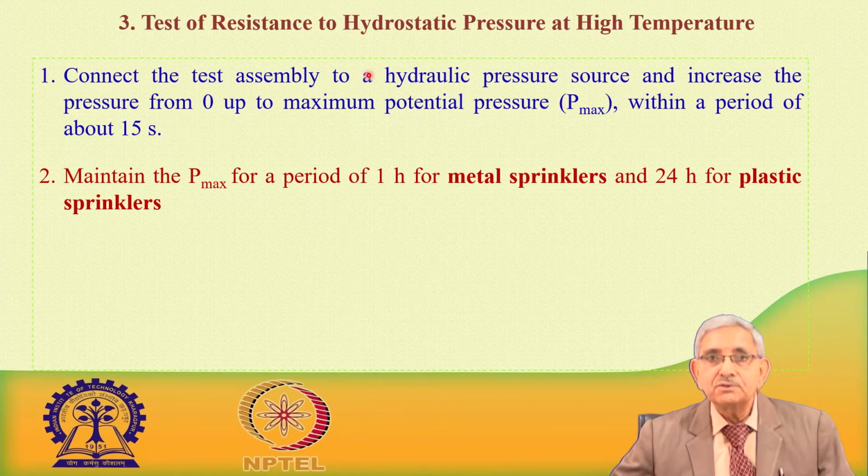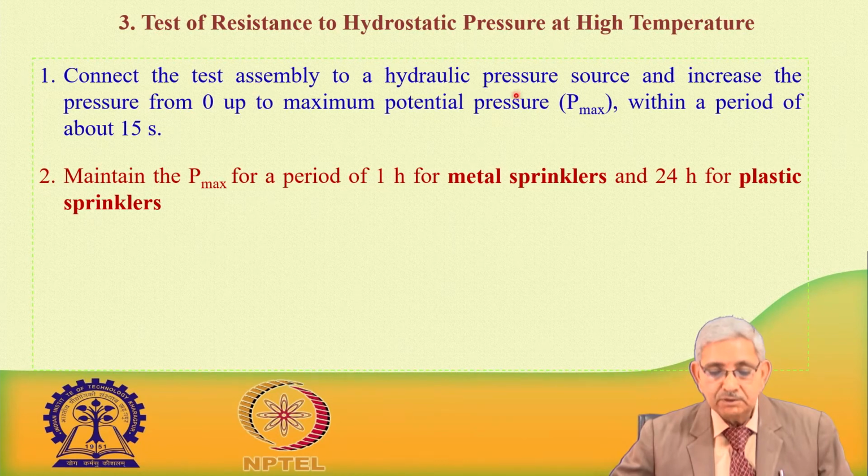Test for resistance to hydrostatic pressure at high temperature. So, this means that was for the ambient temperature, normal temperature at place, but this one means high temperature, particularly in places like arid regions, particularly in Rajasthan conditions, where the temperature goes very high. So, our sprinkler should withstand it, it should work there. So, for that particular pressure this should be tested.